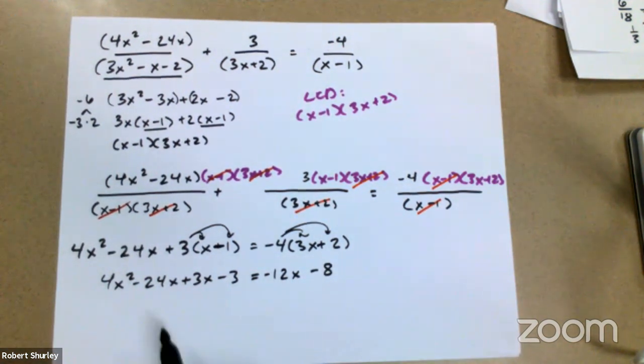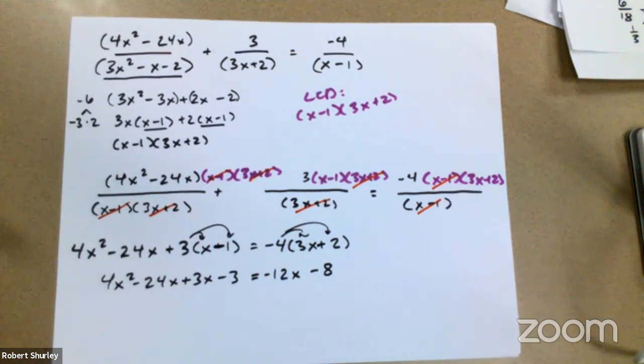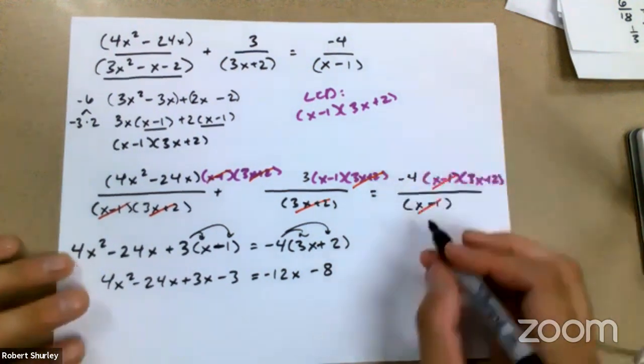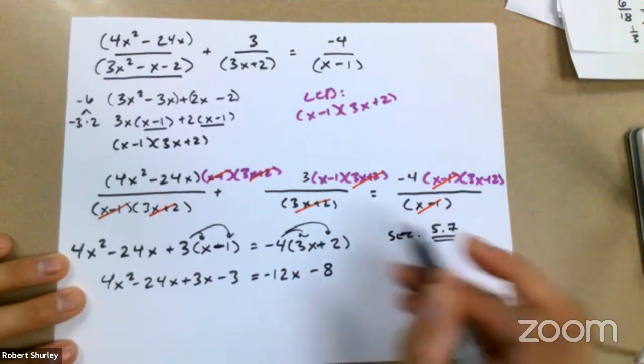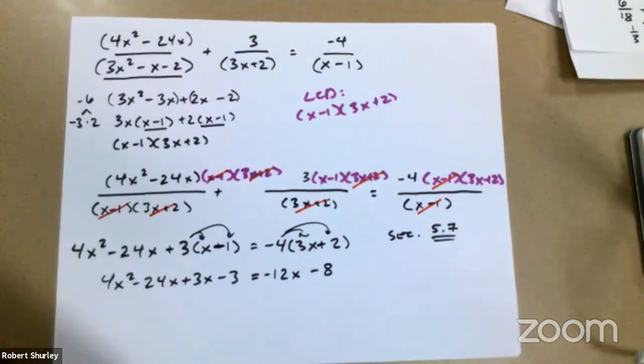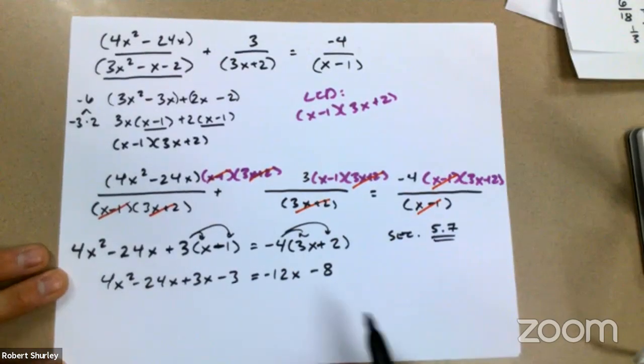And now, guys, it's not just x's and numbers here. We've got an x squared. So my brain automatically thinks, hey, I've got to solve this by factoring now. Remember, we're going to factor it, set it equal to 0, and solve, like on the last test. Was that section 5.7, solving by factoring? So remember, to solve by factoring, we have to get 0 on one side of this equation.